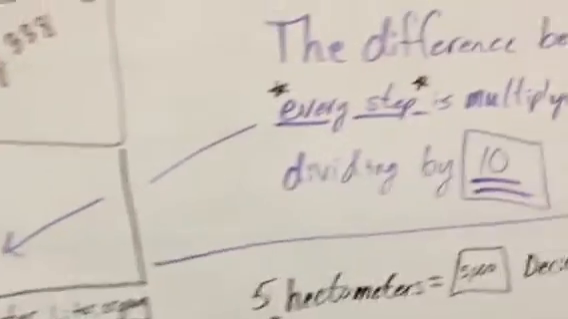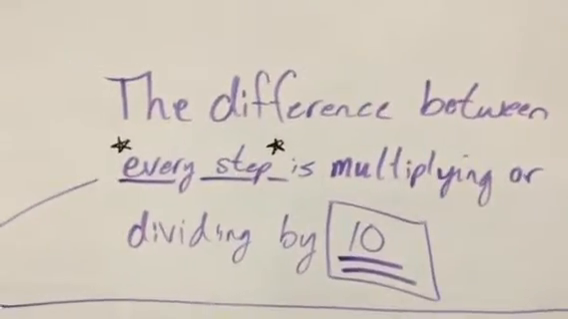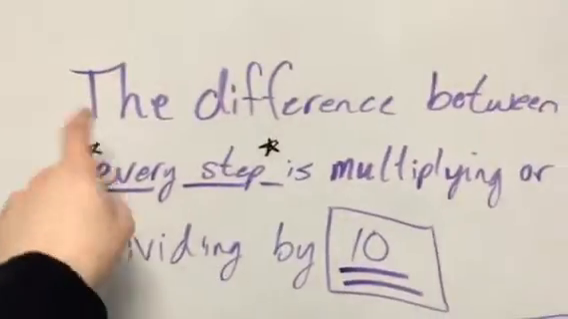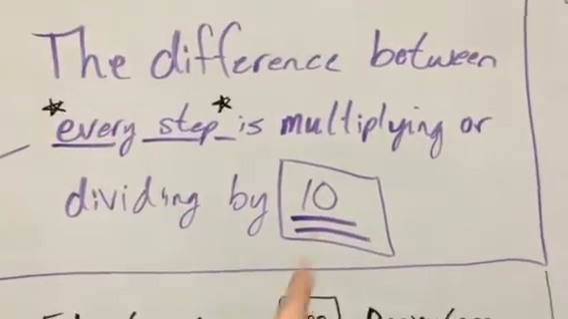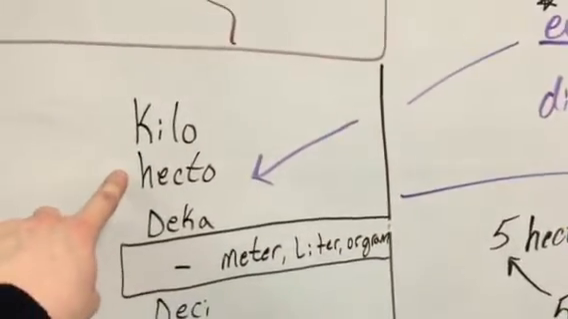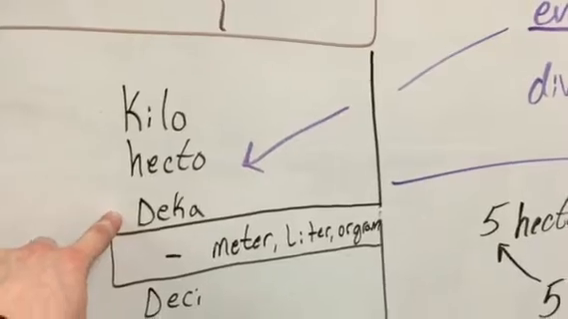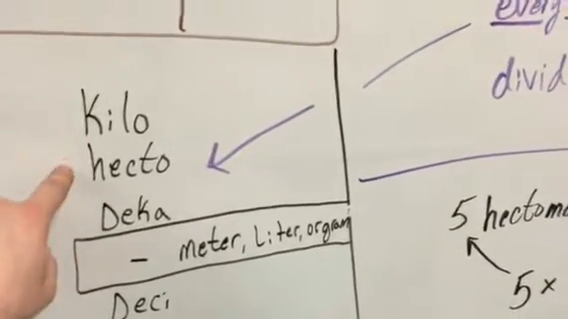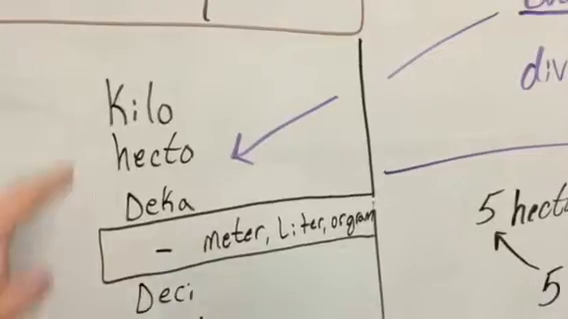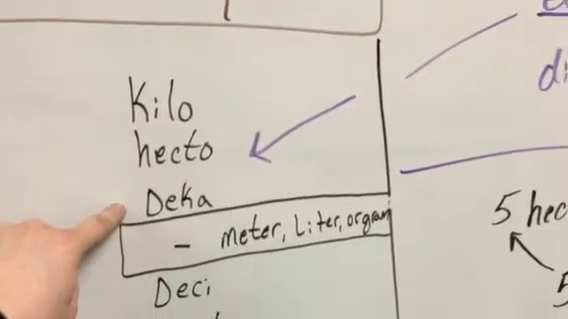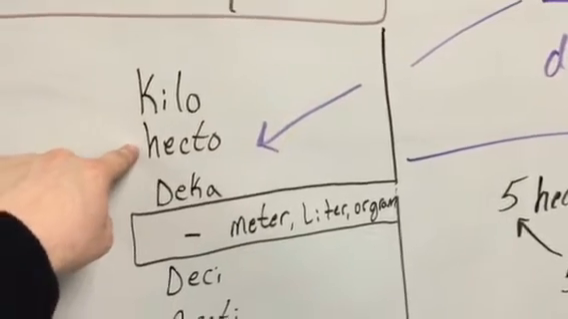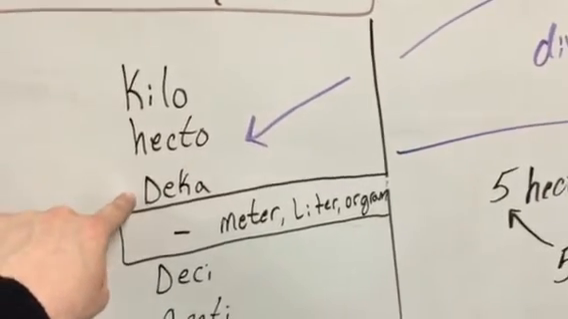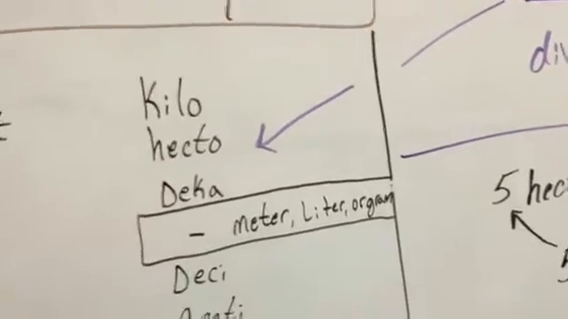But here's the key that I was telling you right here. The difference between every step, and I underlined it, every single step is to multiply or divide by 10. So let me show you what I mean. Right here, if you're going from hectometer to decameter, because you're going from largest to smallest, you're going to multiply by 10. But if you're going from kilometer to decameter, you're going to multiply by 10 to get from here to here, and then multiply by another 10 to get from here to here.